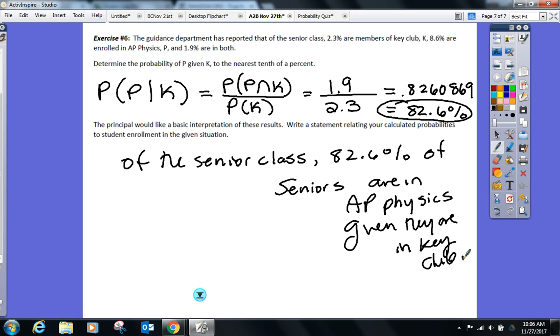No. That's saying that they're already in Key Club. Of those people in Key Club, 82.6%, like if you guys right here are all in Key Club, 82.6% of you are also in physics. I'm not including everybody. It's just the people in Key Club. 82.6% of the people in Key Club are also in physics.